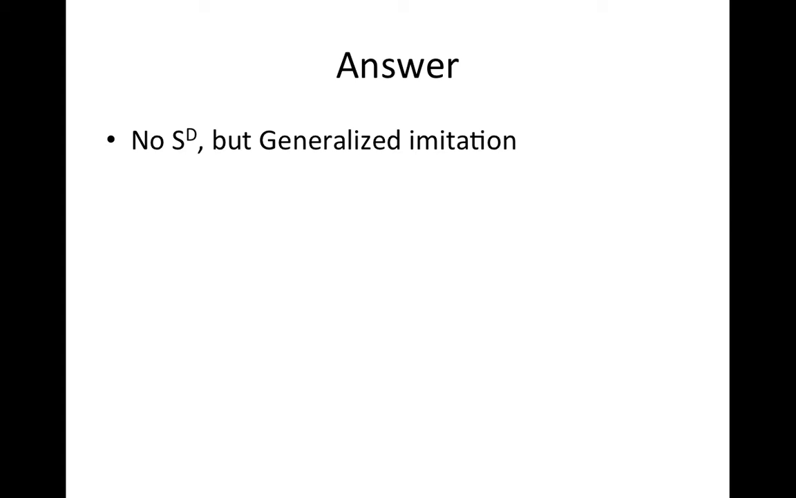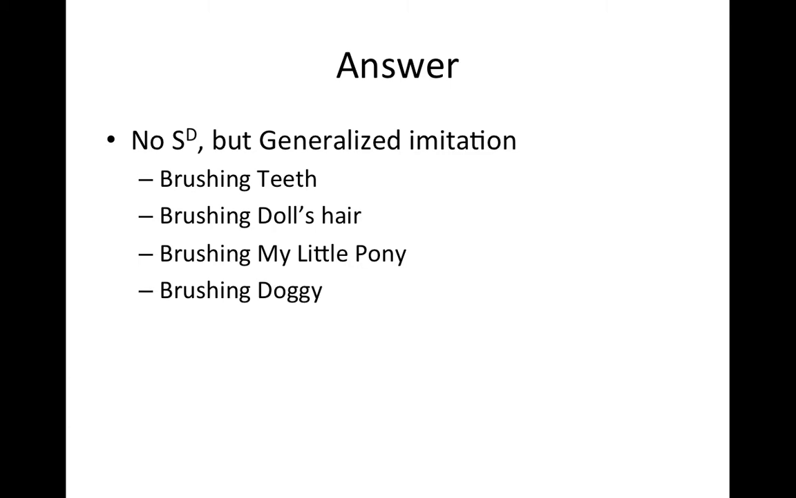But even more so, we can see this as generalized imitation. A child might learn to brush their teeth. They might spend some time brushing Dolly's hair, or brushing My Little Pony, or brushing Doggy, and this becomes brushing her own hair. We might not have taught explicitly how to brush someone's hair, or taught someone to brush their own hair, but since they brushed a lot of other things, they learned to brush their own hair.